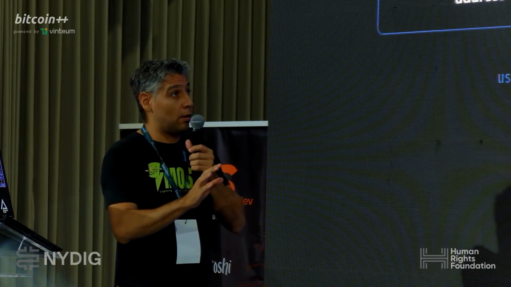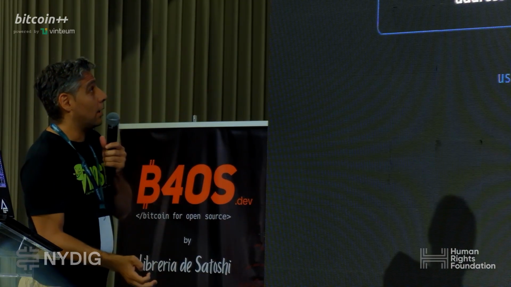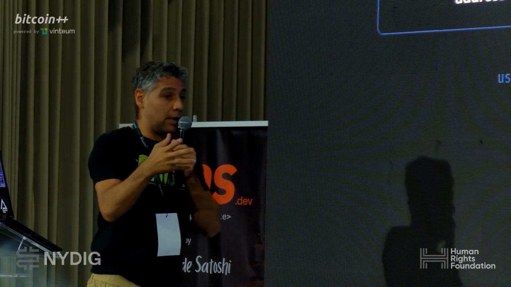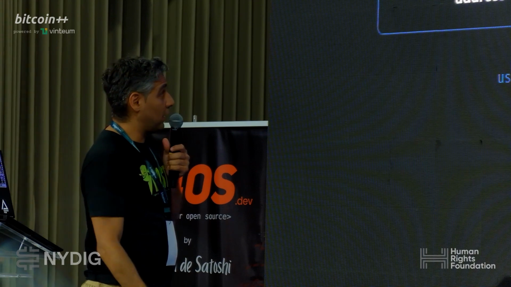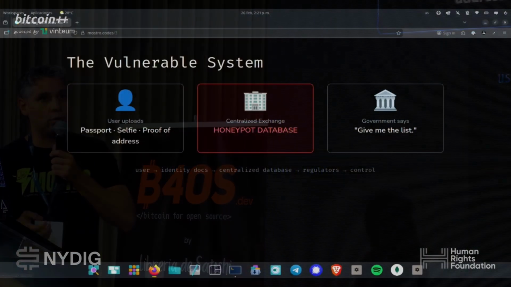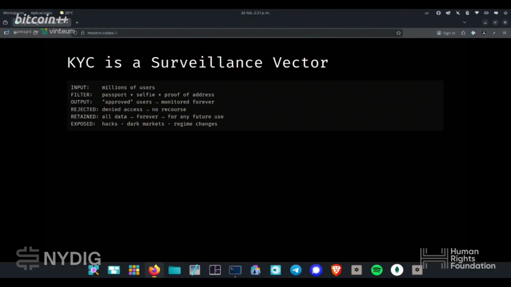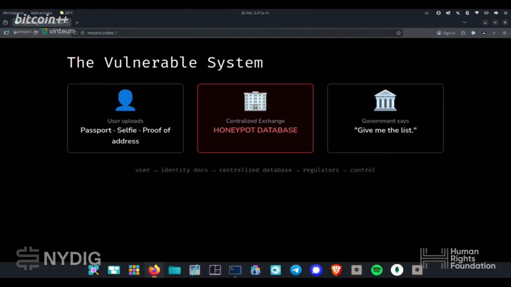This is how users normally buy or sell Bitcoin. They give their passport, a selfie, and proof of address to exchanges. Most people buy Bitcoin using centralized exchanges, and those are honeypots for hackers. They have all the information in their database, and this is something governments ask them to collect from the people.